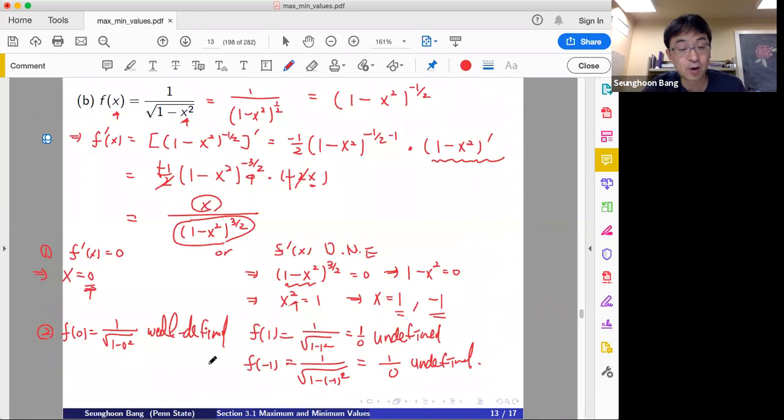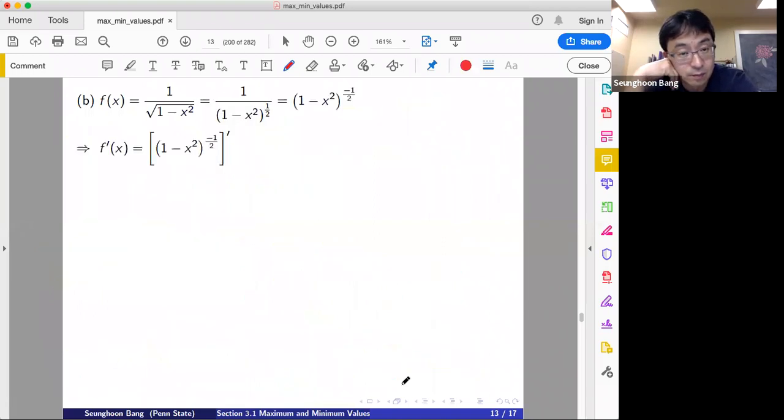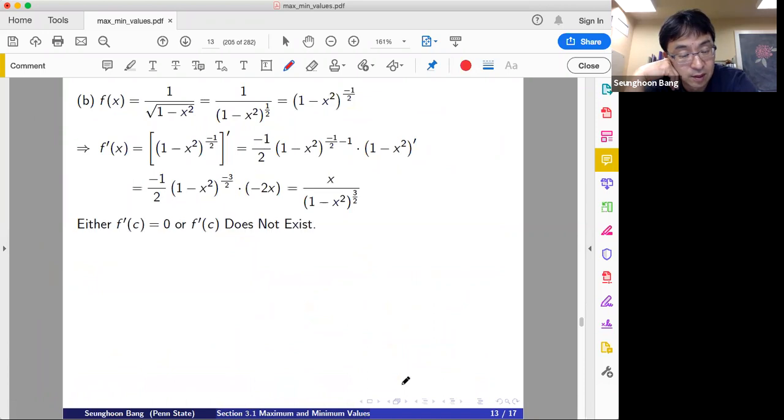So what is a critical number? Only a well-defined number, only 0. So the final answer is next. The 0 is the critical number, only one number. That's it. This is the whole idea for solving the second problem B. So like this.